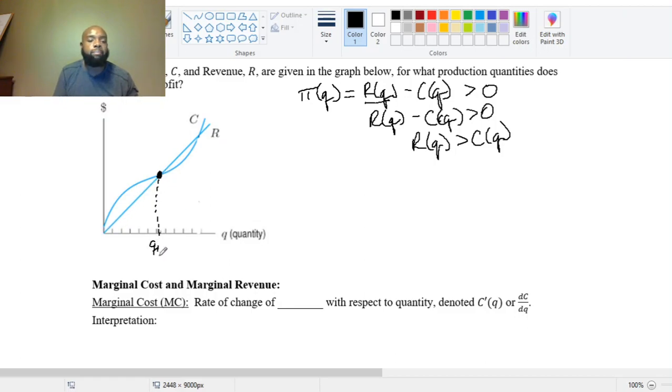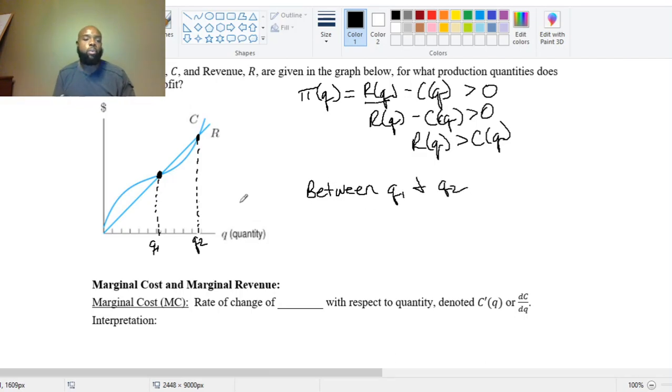So I'm going to call this Q1. But after Q1, my revenue function, which is that straight line, is above my cost function, which is this curve right here, all the way until I get to this point right here. I'm going to call that Q2, right? And so if I want to say what production quantities does my firm make a profit, I would say between Q1 and Q2, right? Remember, Q1, that is called your break even point.